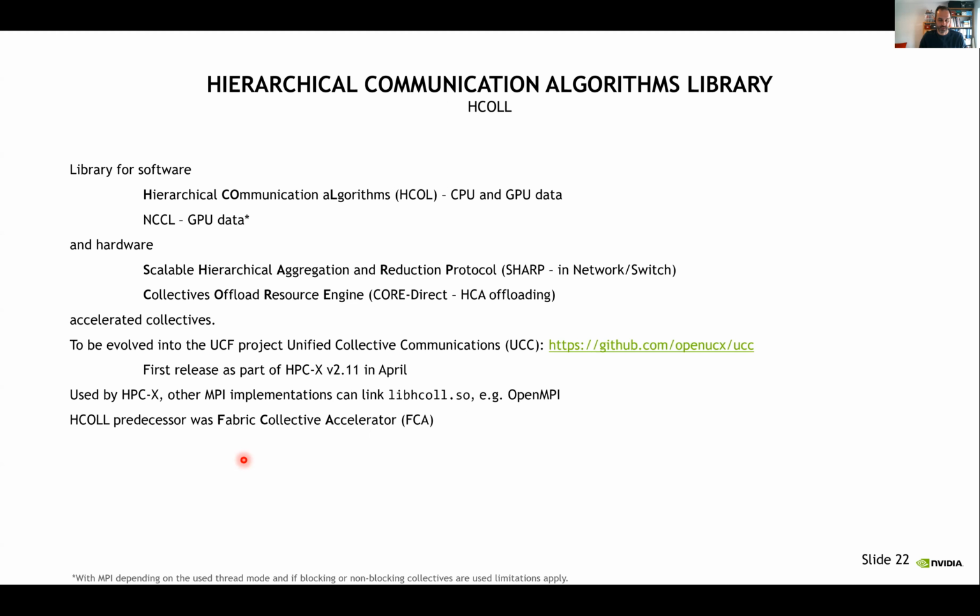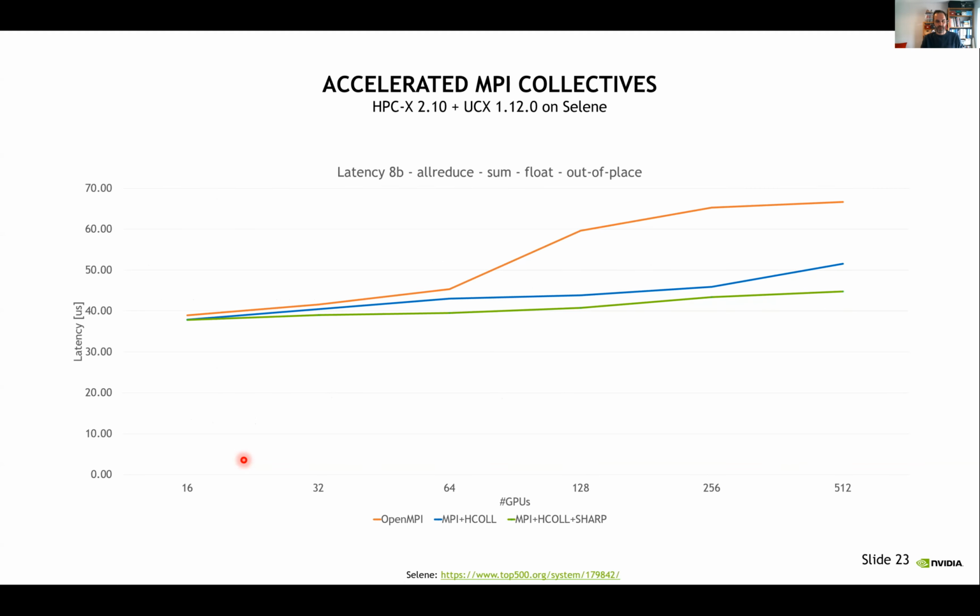It can also leverage hardware acceleration technologies, for example SHARP, for doing reductions in the network, in the switch. A remark here that HCOL is to be evolved into the UCF project Unified Collective Communications, and a first release of that is expected soon. It's used by HPC-X, the MPI implementation shipped by NVIDIA, but it can also be linked by other MPI implementations by linking libhcol. For example, you could configure OpenMPI by linking to libhcol.